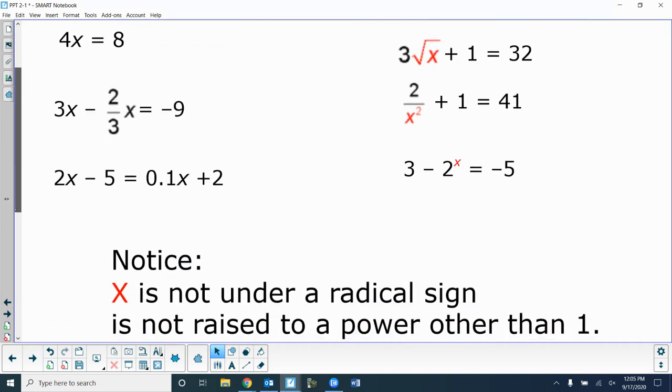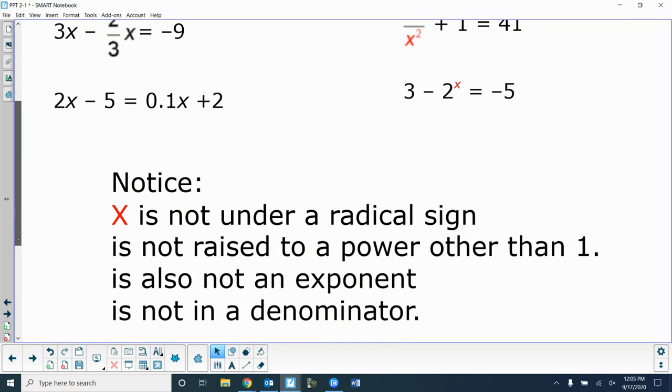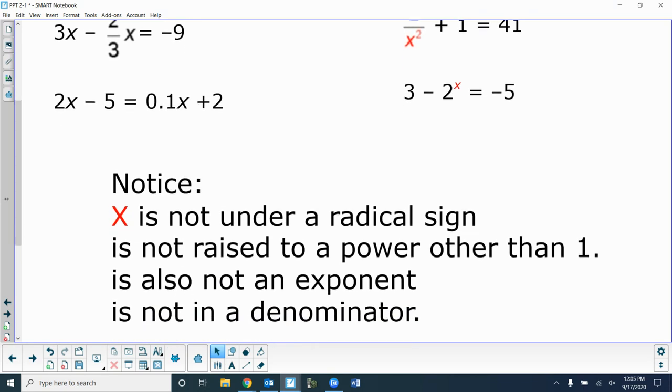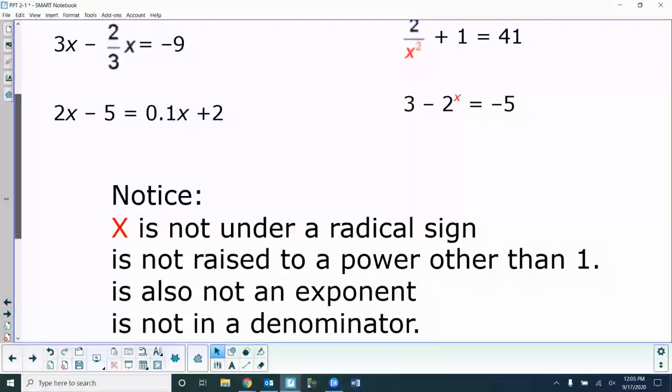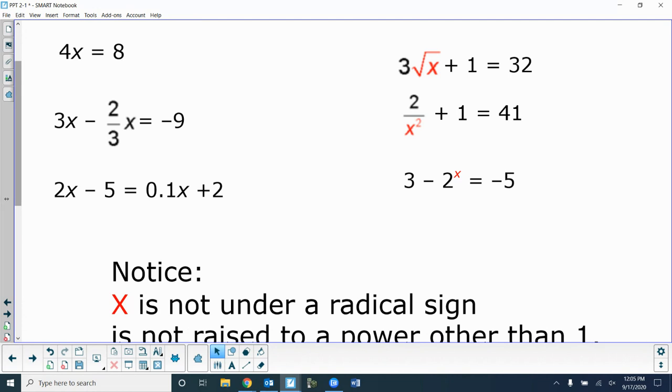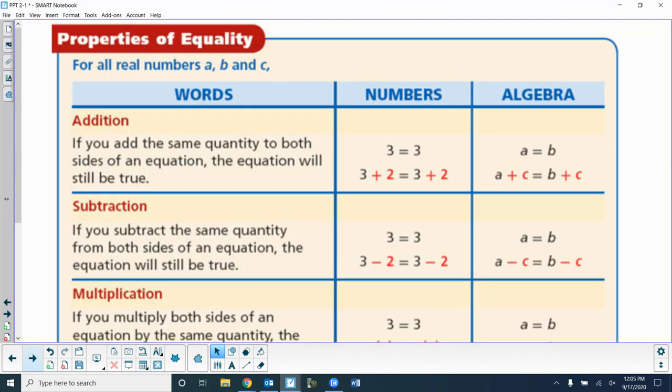Okay. X is not under a radical sign, not raised to a power other than 1, is also not an exponent. It's not in the denominator. So if x is in any of those, it's a nonlinear equation. Okay? But these are the ones we're going to concentrate on now. Really easy to solve. Okay?